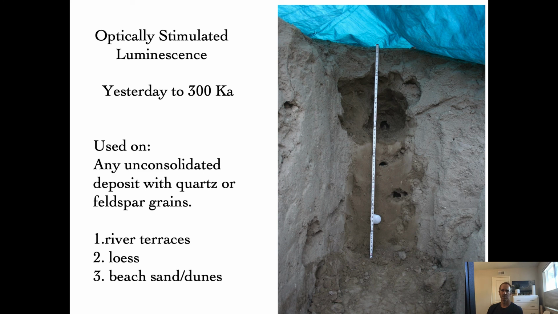Another method that we can use is called optically stimulated luminescence. This goes back farther in time. So instead of 30,000 years, you can date things back to 300,000 years. So this is useful for looking at things that are slightly older. It's also useful because you don't have to have organic material. You can use anything with quartz or feldspar grains, which, those of you that have taken mineralogy, are the two most common minerals found at the surface of the earth. So they're everywhere almost. So this really opens up the possibilities.